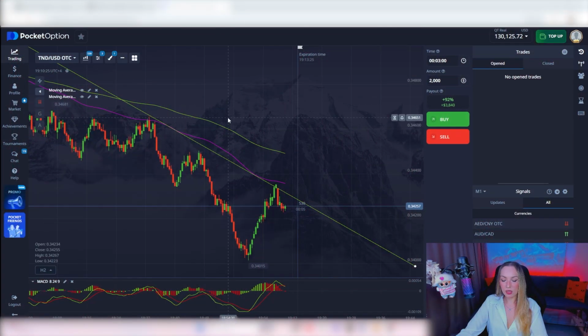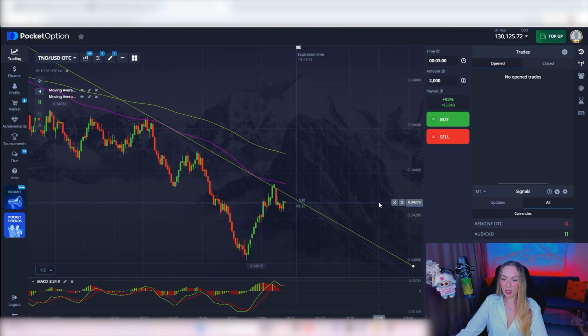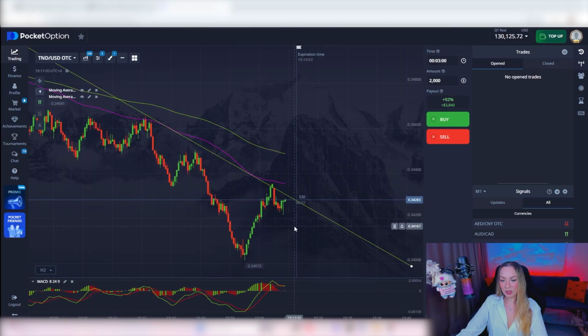Here on TND USD is forming right now the signal to open the trade down to sell it, and as you can see here, I draw the trend line which is downward. So, and the price touched the resistance line, so I want to open again with $2,000 for 3 minutes down after this candle is gonna close. I hope that it's gonna be down, but as you can see, it doesn't want. Maybe it wants to touch again the resistance line. Let's wait more. We need the confirmation.